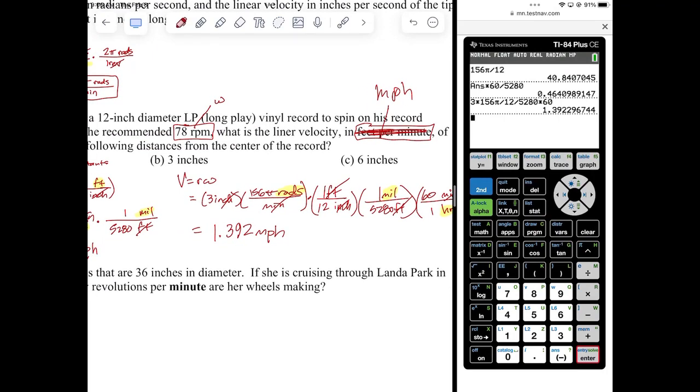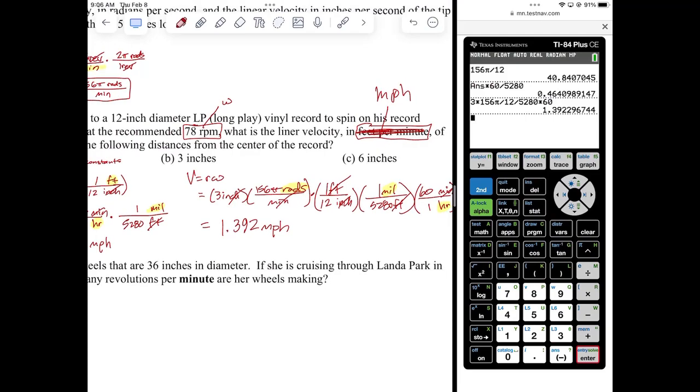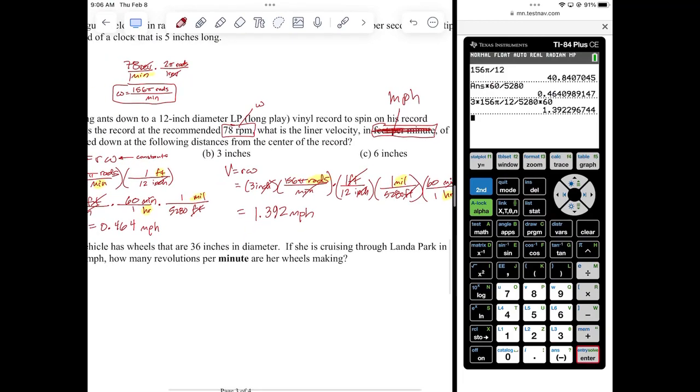Angular velocity. They both have the same angular velocity. They're both spinning at 78 RPMs, but they have a different linear velocity. The one that's further from the center is moving faster because the radius is bigger. Yeah, so he's got a longer distance to travel, right? In the same amount of time, he's got to go a larger circumference than the one that's closer.